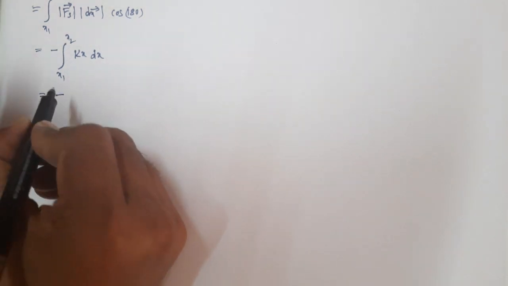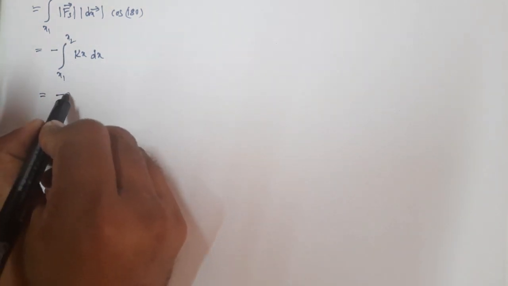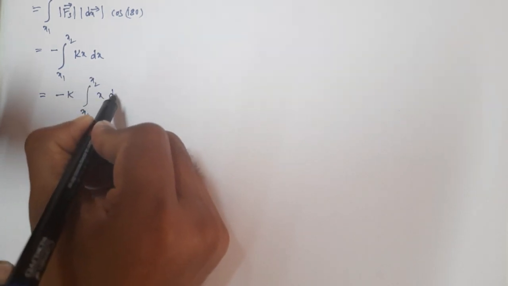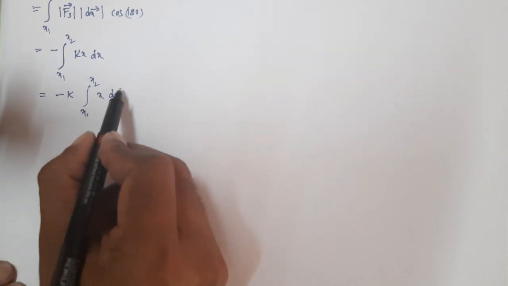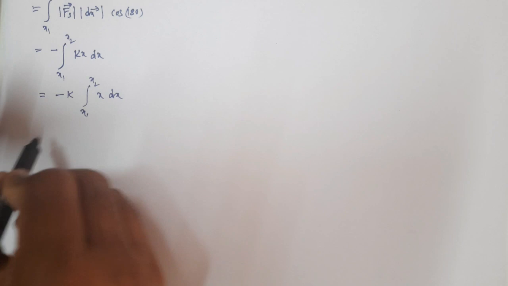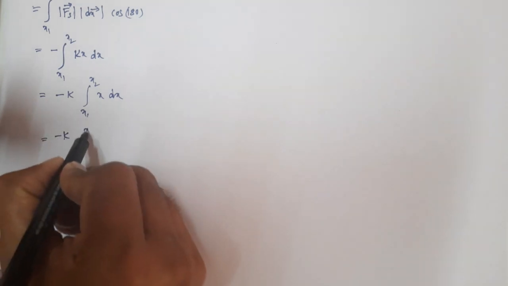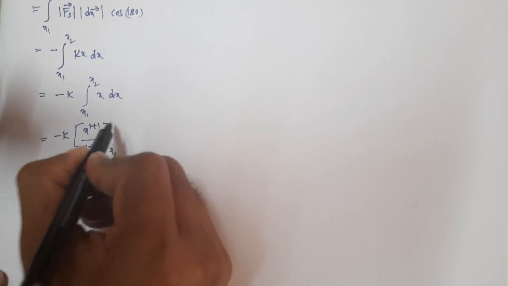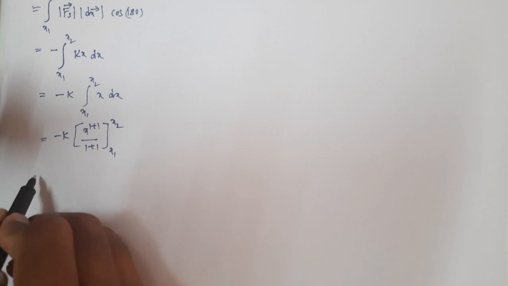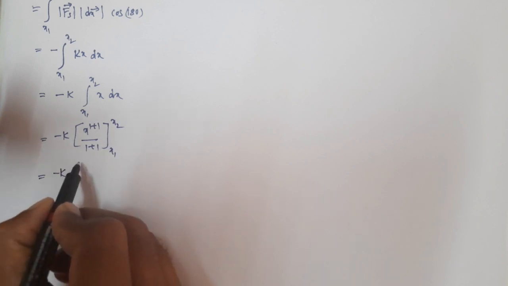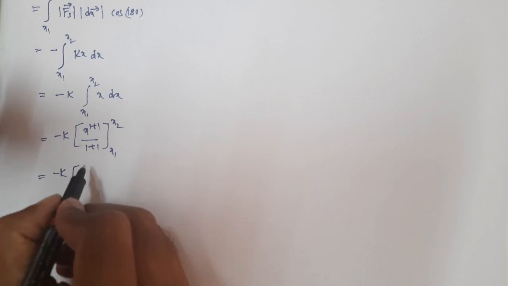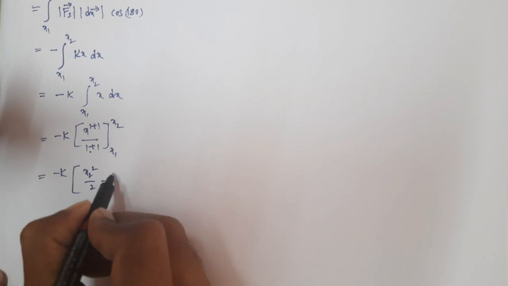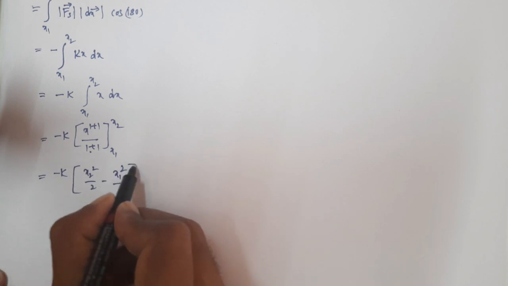Now minus is common, k is a constant, right? So k, take it out, and integral x1 to x2 x dx. How does it look like? Integral x power n dx. X power n, in the position of n, what do we have? We have 1. So minus k, x power 1 plus 1 by 1 plus 1. Lower limit is x1, upper limit is x2. So minus k, first we substitute x2, x square by 2. So x2 square by 2 minus x1 square by 2.